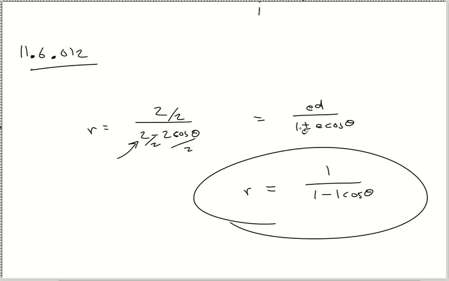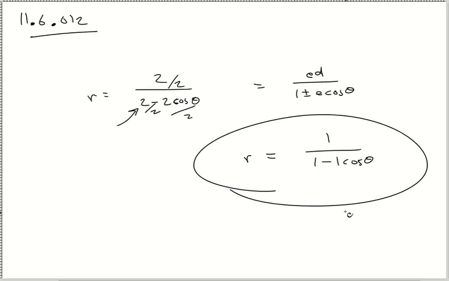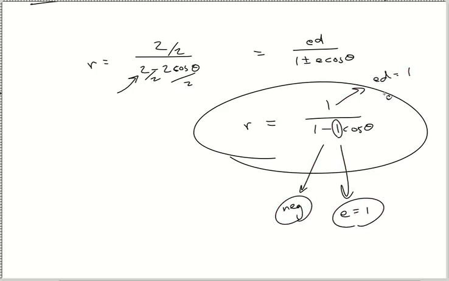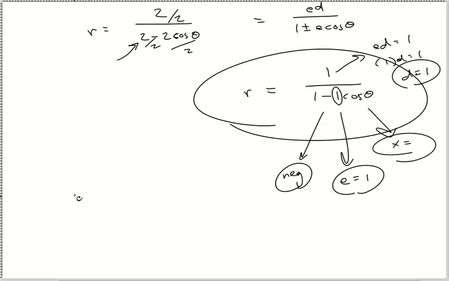I just need to get that guy into a 1. If you get fractions or whatever, that's fine. But I can tell you some stuff. I can say that e is equal to 1 looking right here. We have a negative. That's going to be interesting. ed is equal to 1. Well, I know that e is a 1, and so therefore d is equal to 1 also. And then cosine is saying it's going to be x equals whatever. So I have an e is equal to 1. That means it's a parabola.